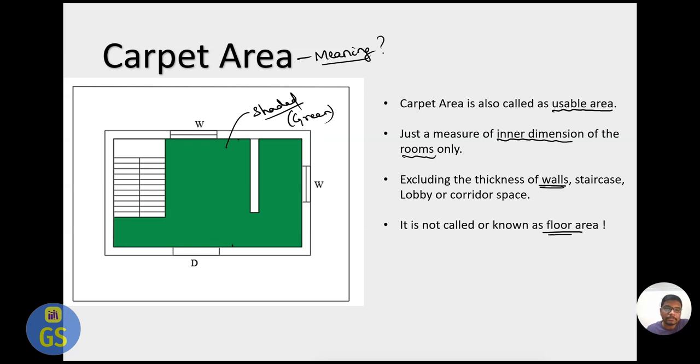Floor area is a different concept. So what is the meaning of carpet area? It is also called usable area, which mentions the inner dimension, and we are not considering the wall thickness or staircase or any corridor or lobby area. Lobby area is nothing but sit out area or corridor area, which we are not considering in carpet area. Okay, so I hope this is clear.